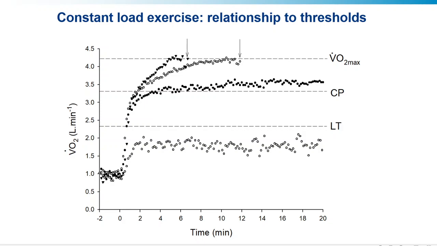But you can see here, of course, constant load tests can also be used to establish a marker of performance, time to task failure. And that can give us a lot of information about interventions, particularly in the severe domain, because you can pretty much guarantee you're going to reach task failure somewhere between 2 and 20 minutes into the exercise challenge. So it's a workable exercise test to look at endurance performance. And that's been very, very heavily used in the literature.